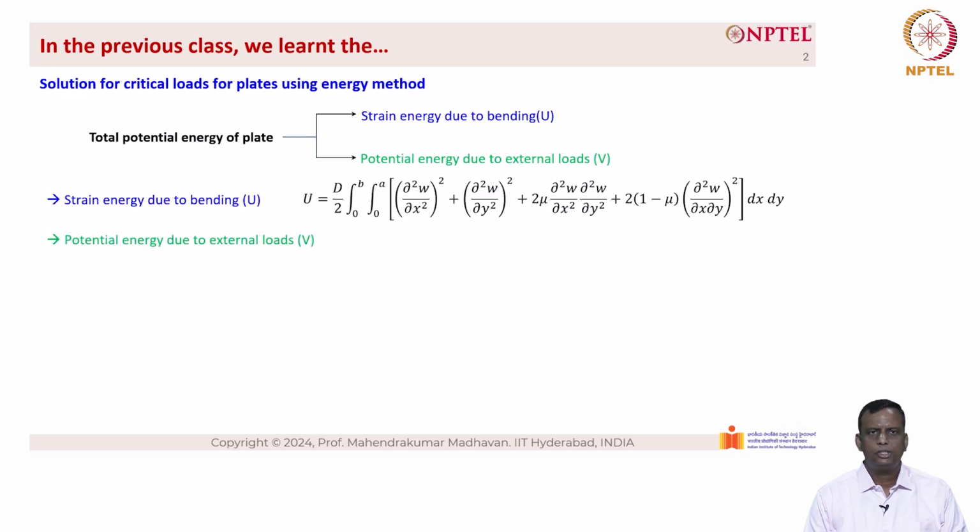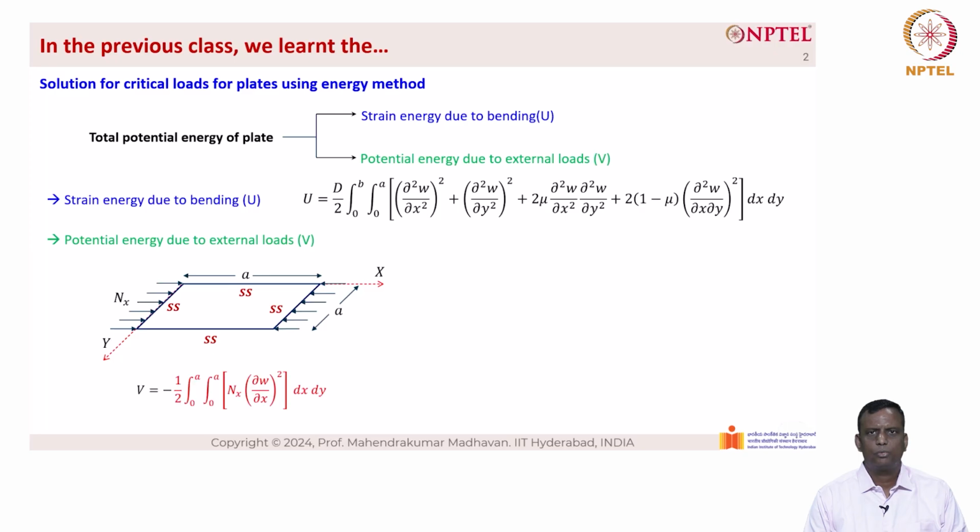The potential energy due to external loads V is given as, for all four sides simply supported, V equal to minus half integral 0 to a of Nx (∂w/∂x)² dx dy. Here the double integral is 0 to a and 0 to a simply because it is considered as a square plate. Both the length and the width of the plate are given as a.